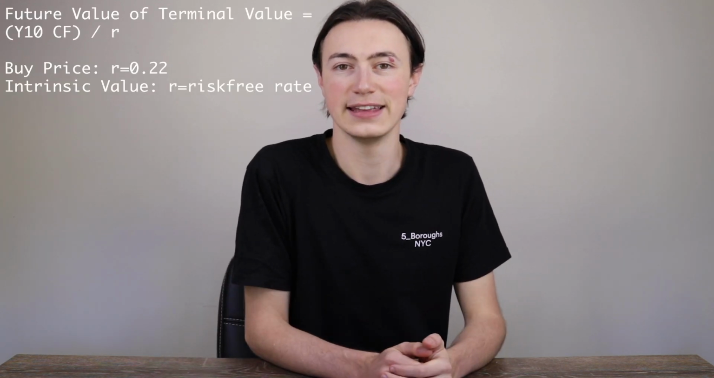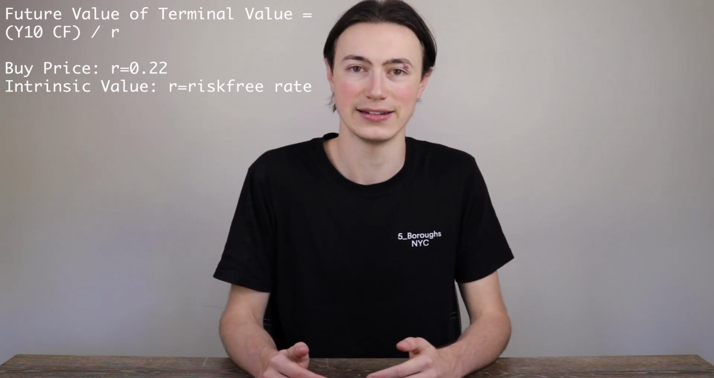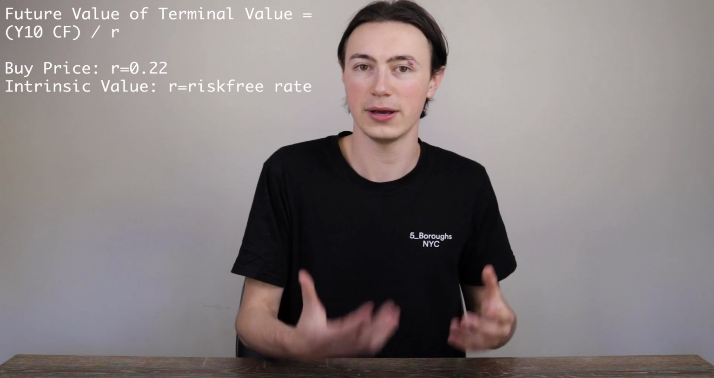And the formula looks like this. I'll put it on the screen. And it's very, very simple. We are just taking the 10th year cash flow generated by the business and dividing it by our discount rate. What are we discounting by? And remember, again, if we're looking for intrinsic value, then typically you're discounting by the risk-free alternative.